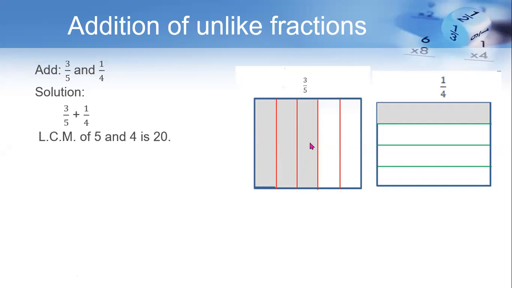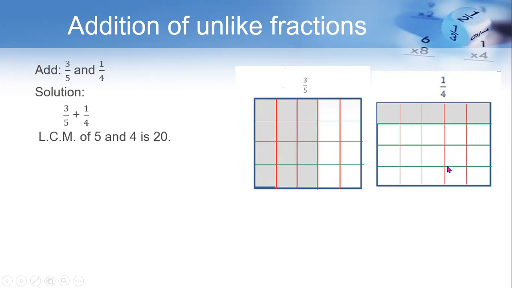I'm telling 4, right? Good. So if you make 4 horizontal pieces, then it will be 20 small boxes. And for the second figure, how many vertical pieces do you have to make? 5. Good. If you make 5 vertical pieces here, then that is 20 pieces.